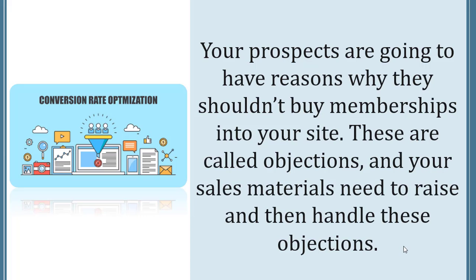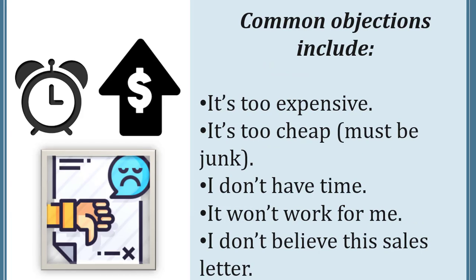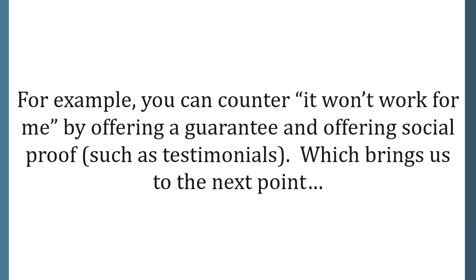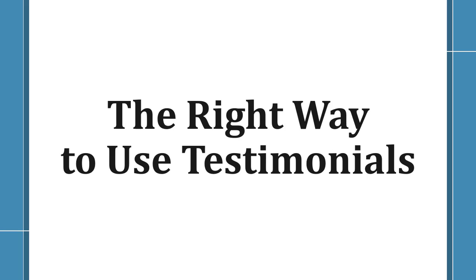Now, here's the next idea. How to increase your conversion rate. Now, your prospects are going to have reasons why they shouldn't buy memberships into your site. These are called objections, and your sales materials need to raise and then handle these objections. Common objections include: it's too expensive, it's too cheap, must be junk, I don't have time, it won't work for me, I don't believe this sales letter. For example, you can counter "it won't work for me" by offering a guarantee and offering social proof such as testimonials.